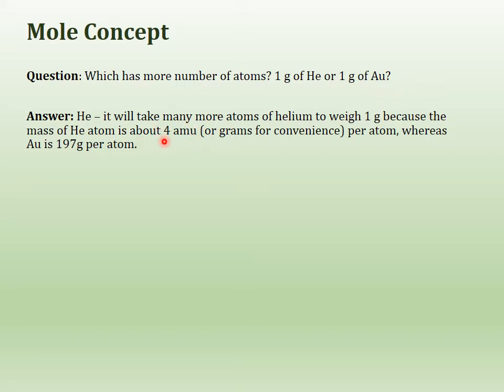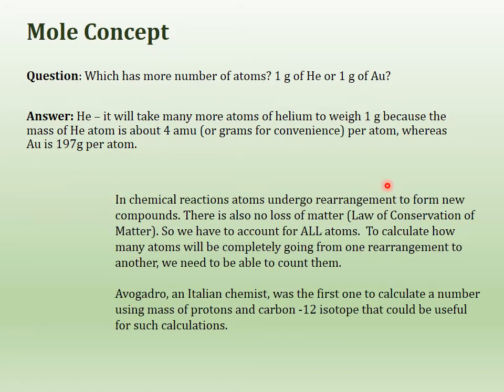But if you were to compare 4 versus 197 grams, then obviously it will take a lot more atoms of 4 AMU to give you 1 gram of helium. Again, it's a gram, it's an AMU kind of a thing, so right now the unit is not as important. What is important is the ratio of helium to gold, because I need you to understand that it takes a lot more helium atoms to give the same mass as gold will. This is so because of the weight of gold, of course.